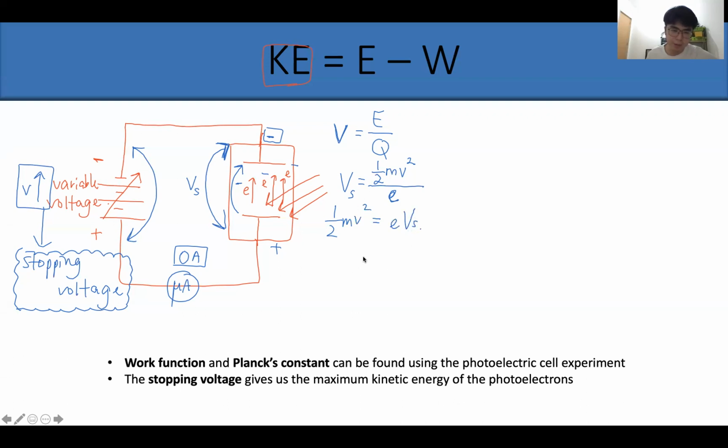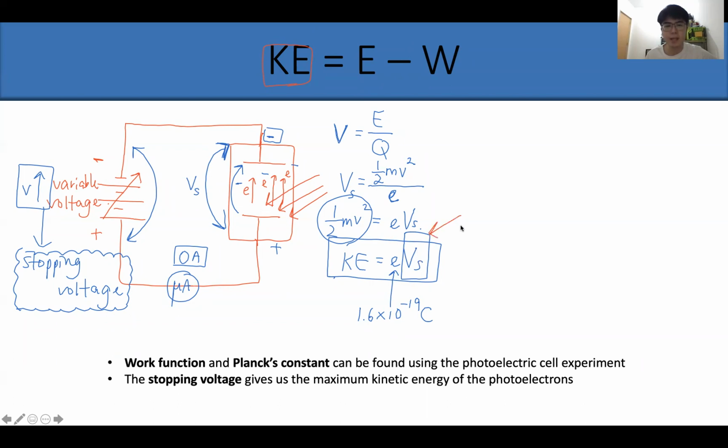Vs is the stopping voltage, right? So from here, I can say the kinetic energy is equal to E Vs. So the kinetic energy of the electron can be calculated using this formula. If I take the charge, which is already a constant, 1.6 times 10 to the minus 19 coulomb, and multiply it by the stopping voltage, then I know the kinetic energy of the electron.